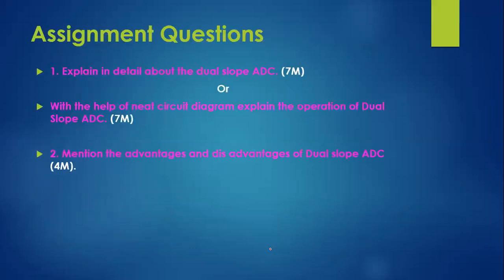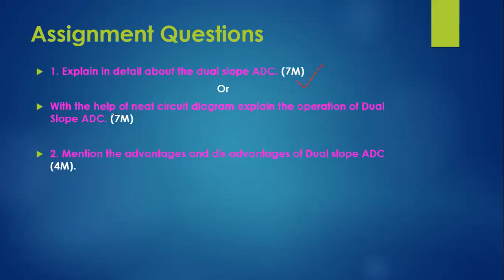These are the expected questions from this topic. That is, explain in detail about the dual slope A to D converter. Here we can expect only two questions. The first is the dual slope A to D converter, which will be asked as a direct 7 marks question, where we have to draw the circuit diagram as well as the output waveform of the circuit, which shows the dual slopes of the A to D conversion process, and we have to explain them neatly.